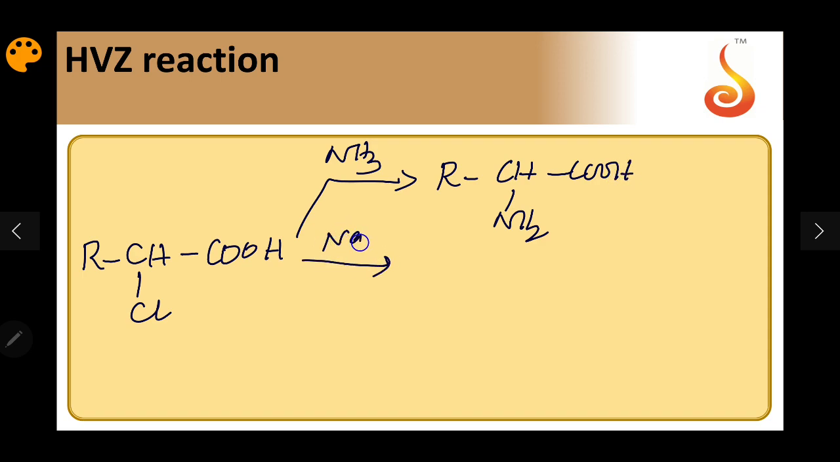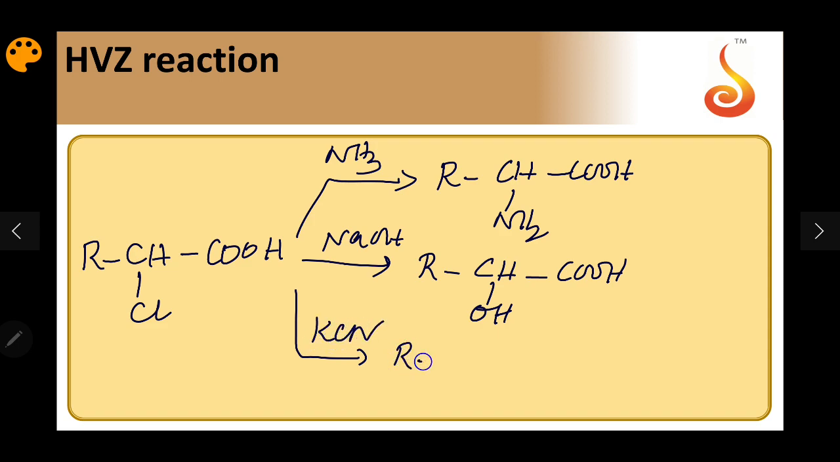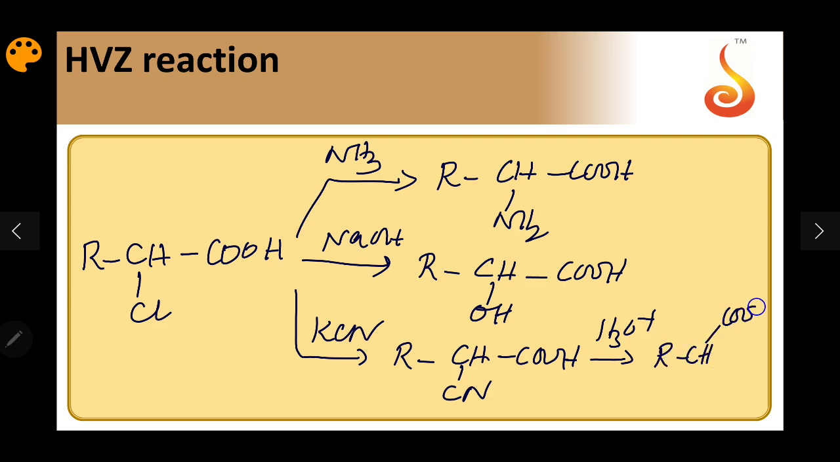If I react this with, say, NaOH, I get RCHOH COOH, a hydroxy carboxylic acid. In the same way, if I treat with KCN, I'll get RCHCN COOH. On further hydrolysis, I can get dicarboxylic acids; a malonic acid derivative I can prepare. So these are the synthetic applications of the HVZ reaction. Alpha halogenation is an important reaction for carboxylic acids.